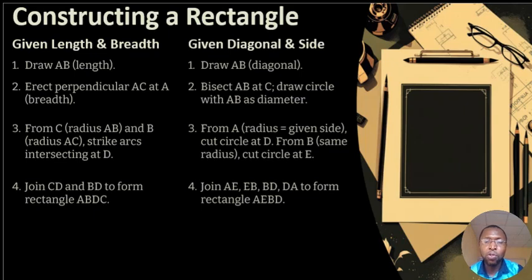Let's talk about how to construct a rectangle. It's also very simple, just the same procedure. In this case, when you're given the length and the breadth of a rectangle, you have to construct it. How do you go about it? The first step is to draw the length given to you, and then draw the breadth using your set square to draw your 90 degrees and then measure it. And then from there, you make an arc and make an arc again and join them. So let's visualize this to see how it works.